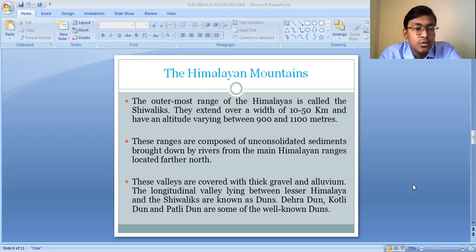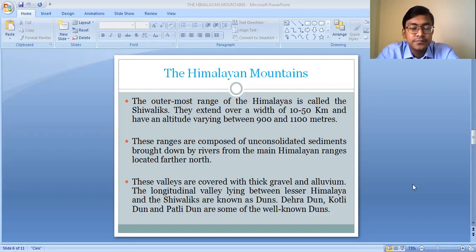For example, Dehradun, Patli Dun, Kotli Dun, etc. The city of Dehradun has been formed on this kind of gentle slope, in the gentle valleys which lie between the Himachal or Lesser Himalaya and the Sivaliks. So this is about the divisions of the Himalayas from north to south. The extreme upper part of the Himalayas is known as the Greater Himalaya. Then we have the Lesser Himalaya or the Himachal Himalaya, and the outer part or the foothills are known as the Sivaliks.